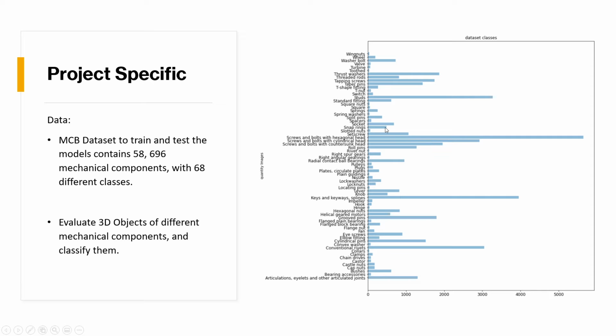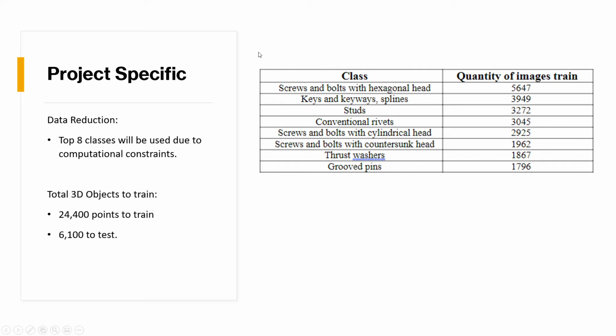It has a lot of variation, since we have classes with a lot of images to train and other ones with a small sample to train. So what I did, due to computational constraints, is a data reduction. I took the top 8 classes, and those are the ones that will be used for training and testing. The total dataset contains 24,000 points to train and 6,000 points to test.